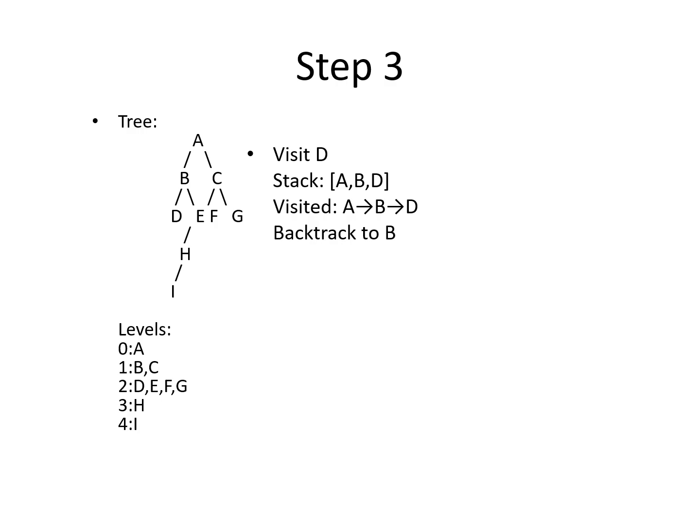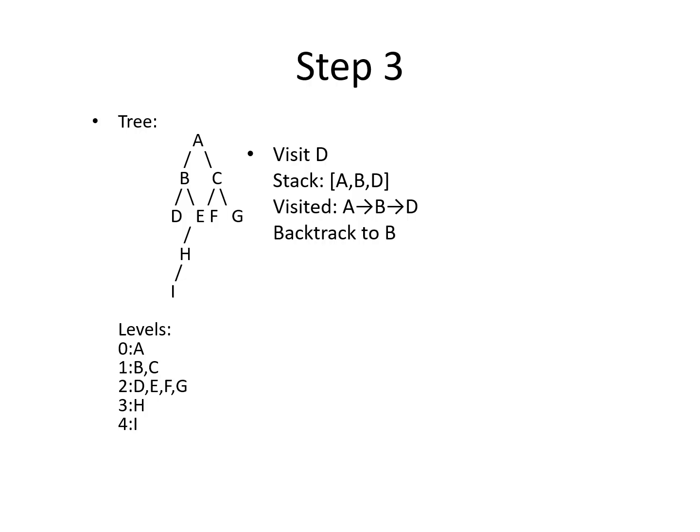So what should be there? Now we are at level 2. The current node is D, and the visited nodes are A followed by B and followed by D. And what is the stack? It will store the data A comma B comma D. So we are maintaining the stack in the A B D process.